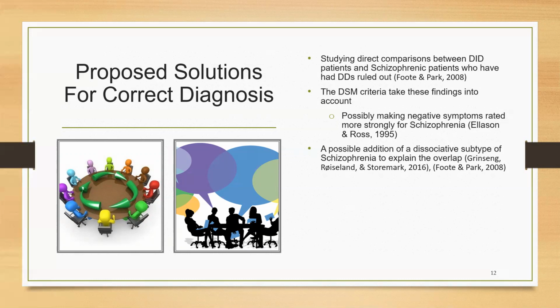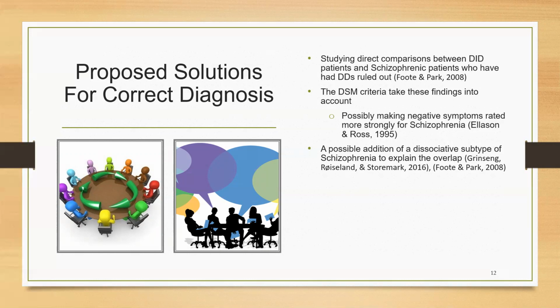There have been proposed solutions for correct diagnoses, however, to not make false diagnoses, and those include studying direct comparisons between DID patients and schizophrenic patients who have had dissociative disorders ruled out. This would be very beneficial, as studying the minute differences between DID and schizophrenic patients would enable psychologists to see the differences and tell between these two disorders more clearly.